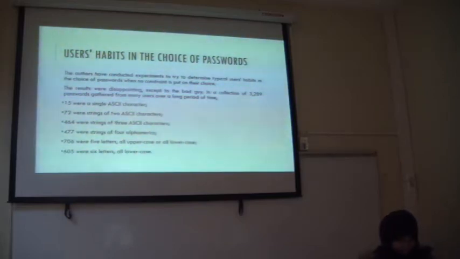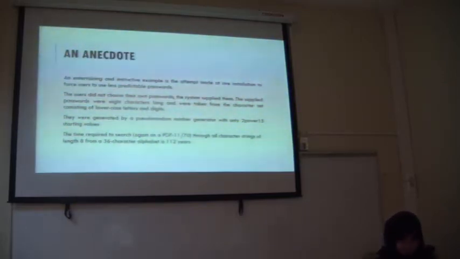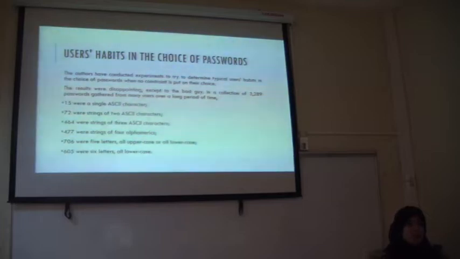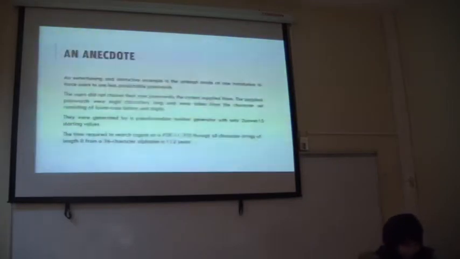So what do we understand from that? In general, users don't know the ideal method for choosing a password. Mostly the passwords were 4, 5, or 6 characters.